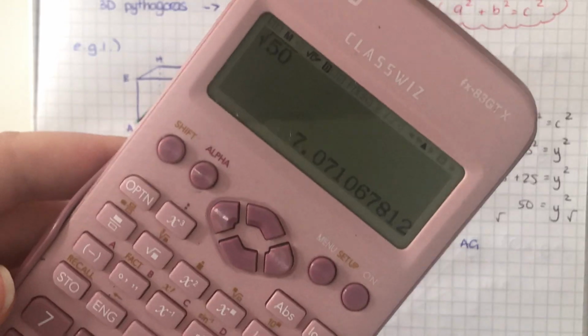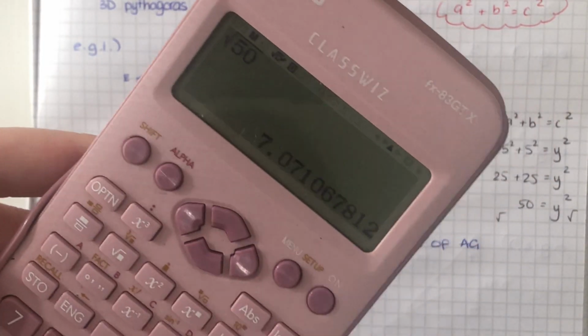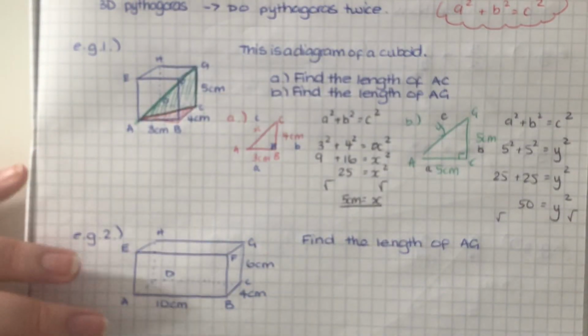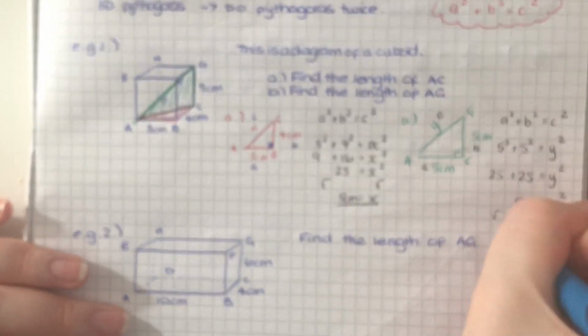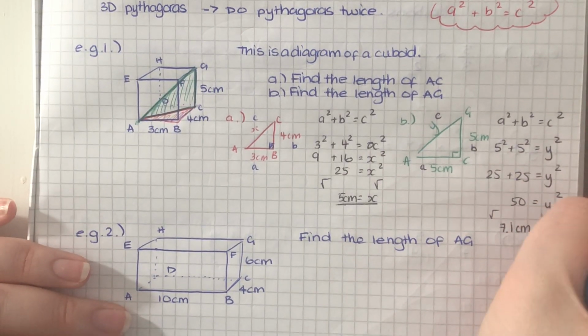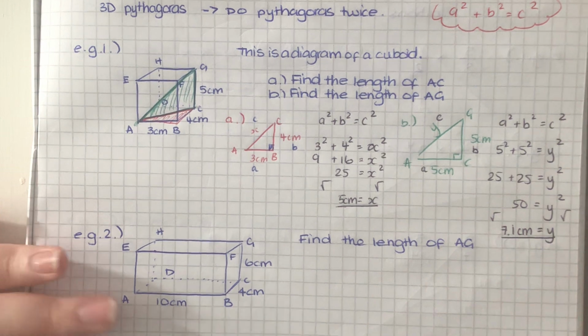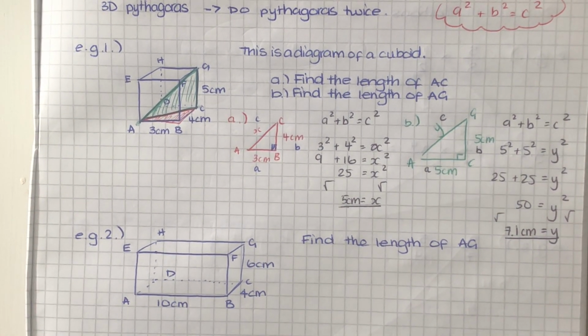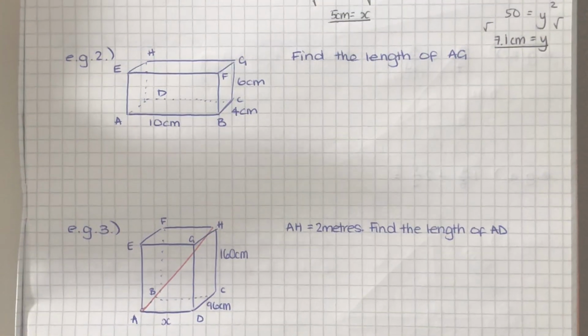Yep, okay, so square root of 50. I'm going to round it to one decimal place, so I'm going to write 7.1. So 7.1 centimetres equals y. Okay, and that's the final answer for that one. So I'm just going to move it up just a tiny bit.